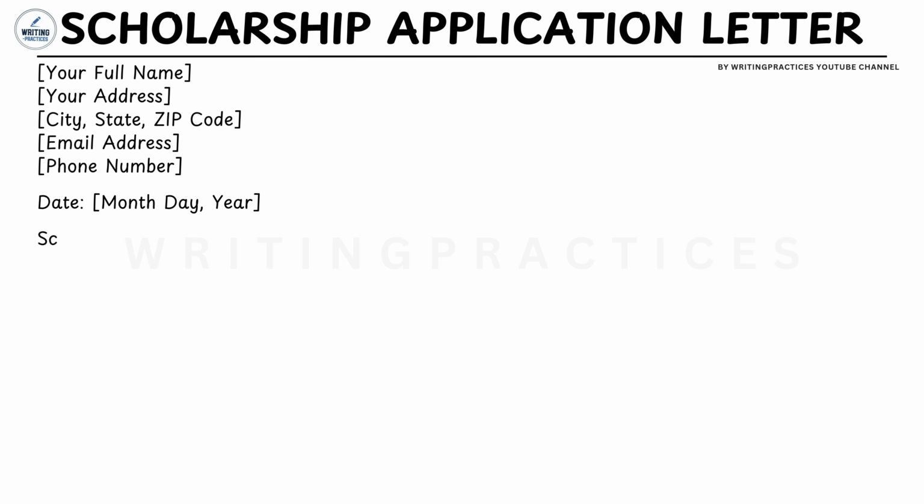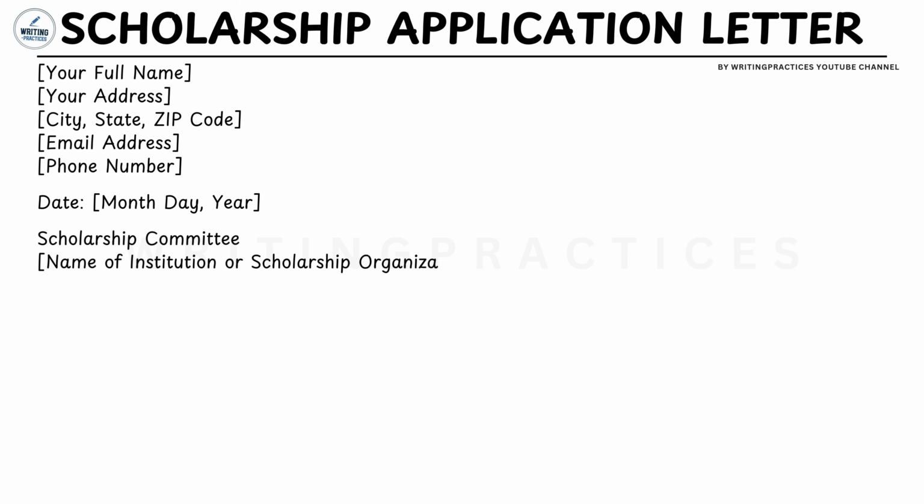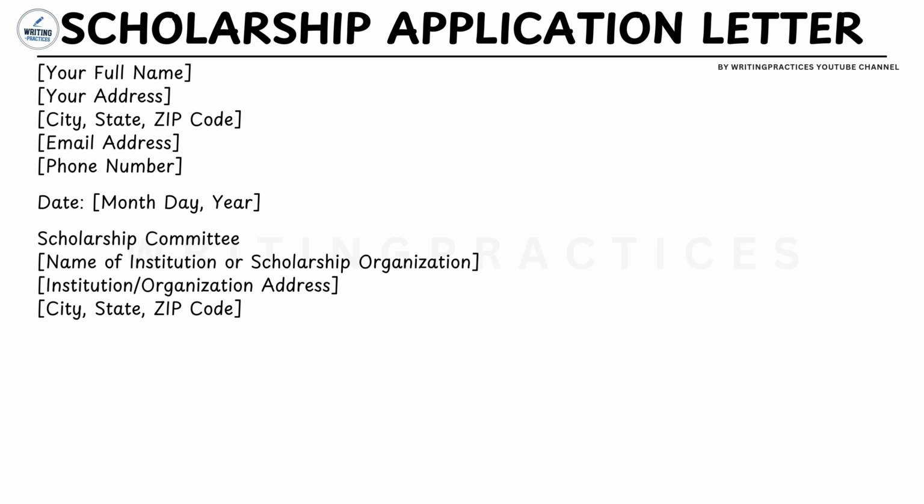Recipient's details. After the date, leave a space and write the recipient's information. In this case, since you're writing to a scholarship organization or educational institution, the recipient is typically a scholarship committee. Here's what to include: scholarship committee, name of institution or scholarship organization, address of the institution, city, state, zip code. This formal address ensures your letter looks polished and is directed to the right people.